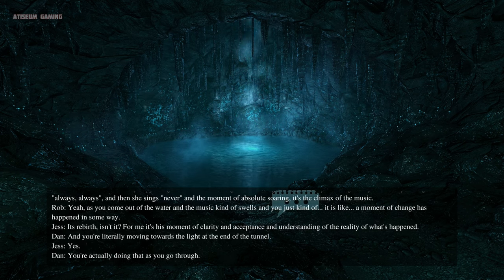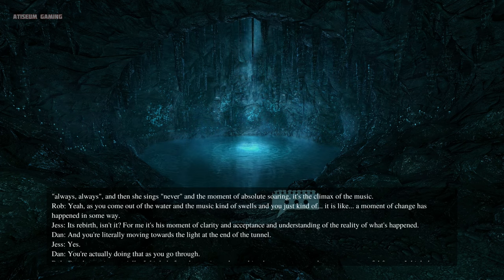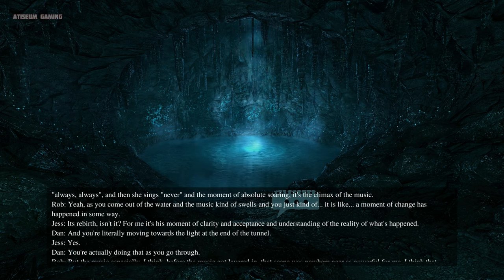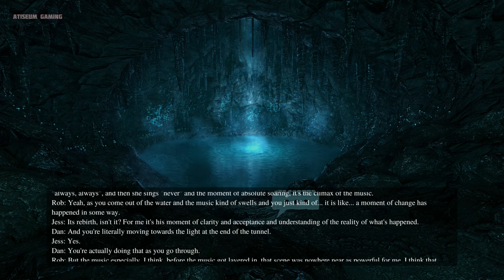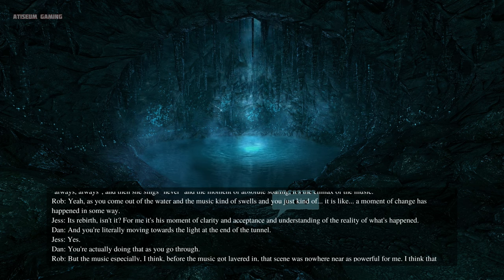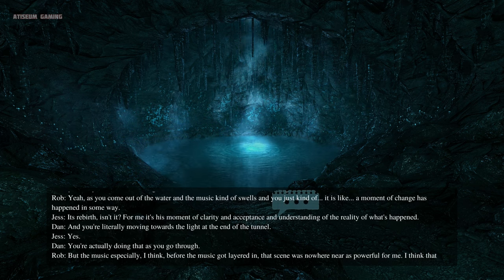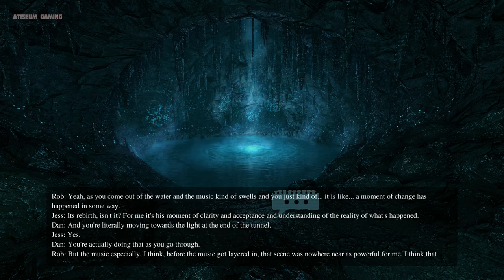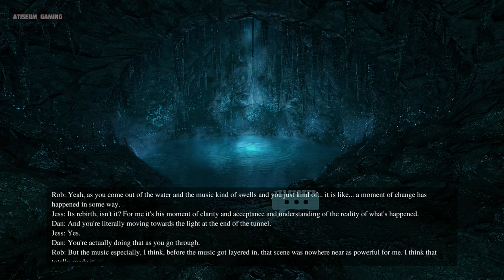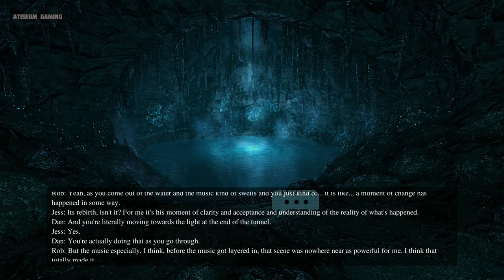For me, it's his moment of clarity and acceptance and understanding of the reality of what's happened. And you're literally moving towards the light at the end of the tunnel. You're actually doing that as you go through. But the music especially, I think before the music got layered in, that scene was nowhere near as powerful for me. That totally made it.